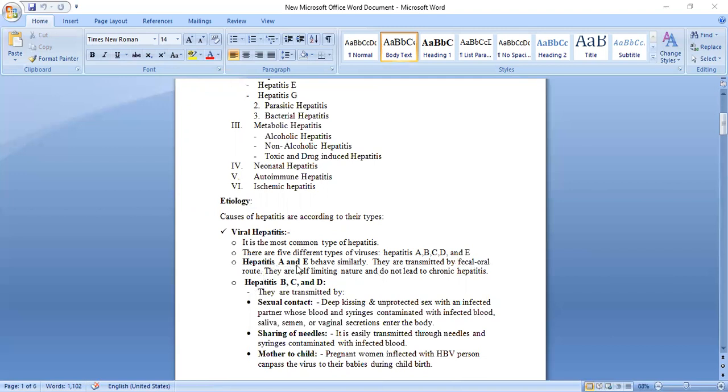First of all, hepatitis A and E behave similarly. Now listen carefully: they are transmitted by the fecal oral route. They are self-limiting in nature and do not lead to chronic hepatitis. These viruses A and E cause only acute hepatitis, which will not go on to chronic hepatitis.